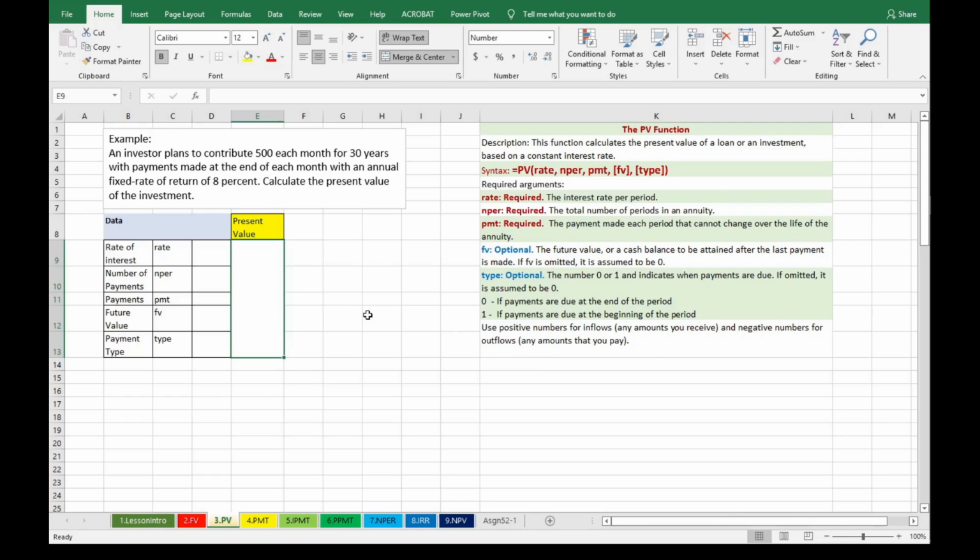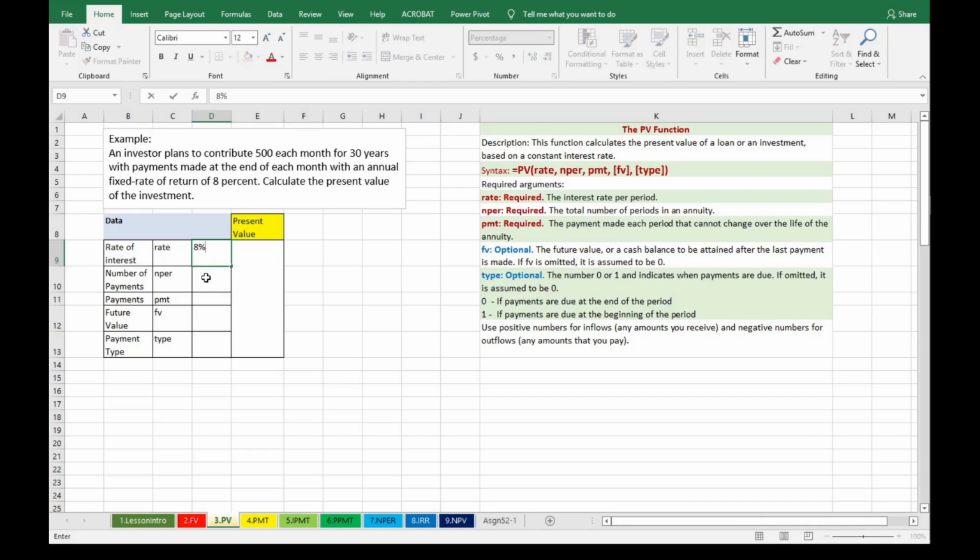So let's look at the example. An investor plans to contribute 500 each month for 30 years with the payments made at the end of each month and an annual fixed rate of 8%. So calculate the present value of the investment. So rate of interest here is 8%.